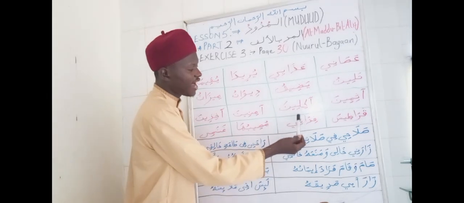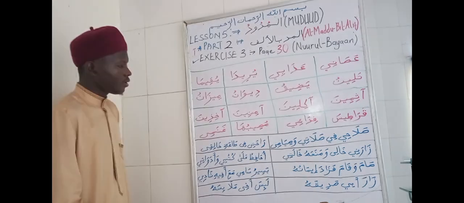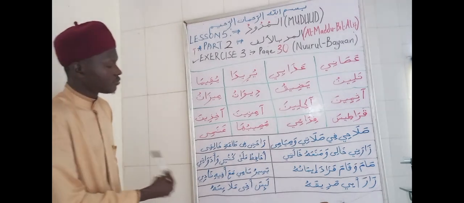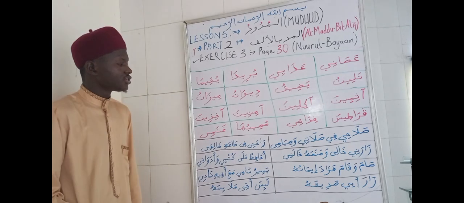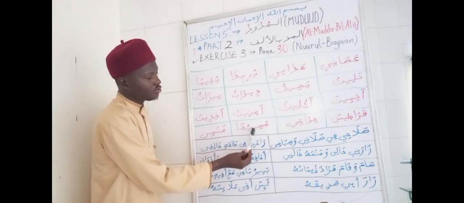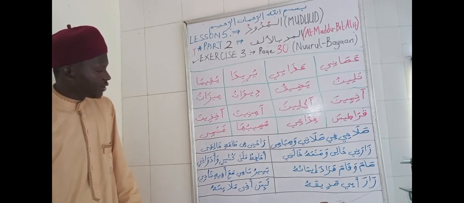Stretch on da and stretch on what? Hamza. Musibuha. Stretch on what? This one, maddu bil-yaa'e, maddu bil-alifi. Okay.